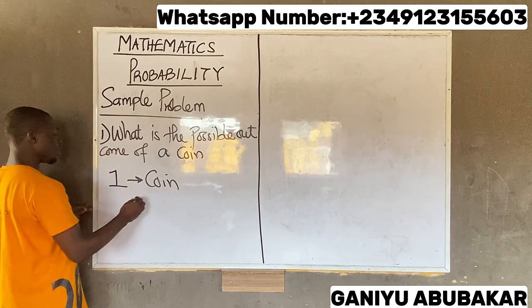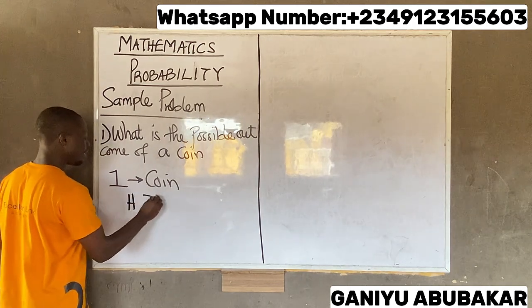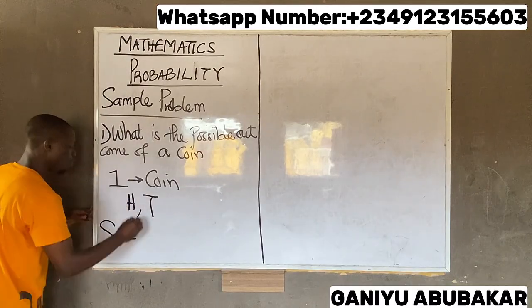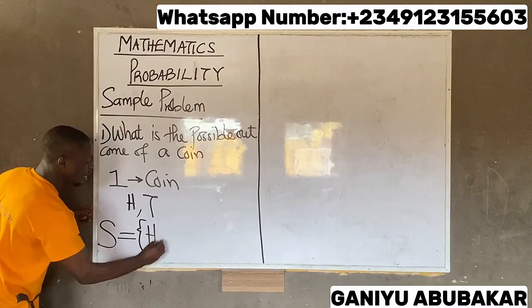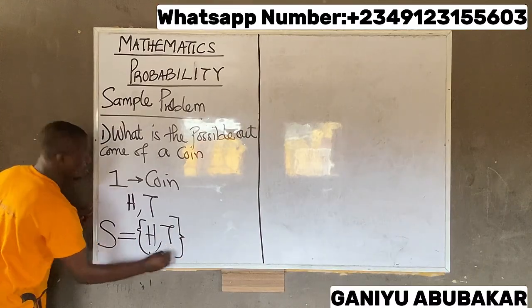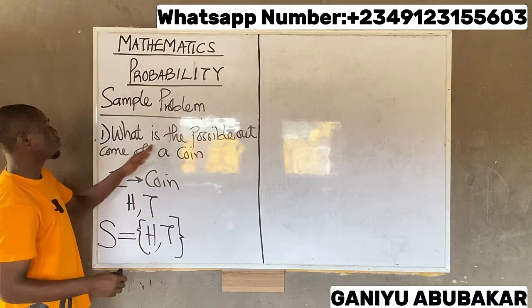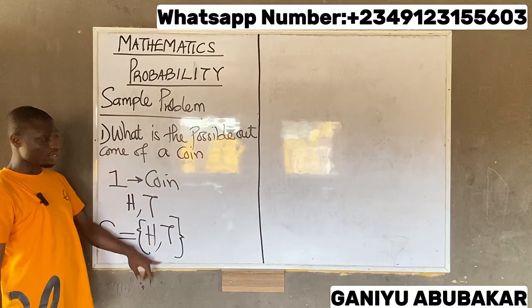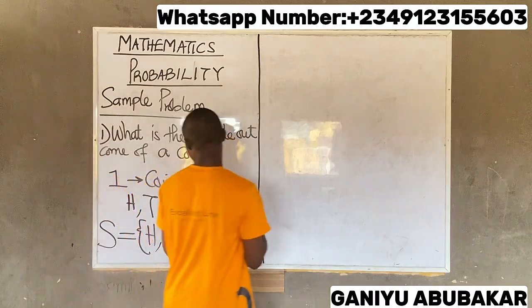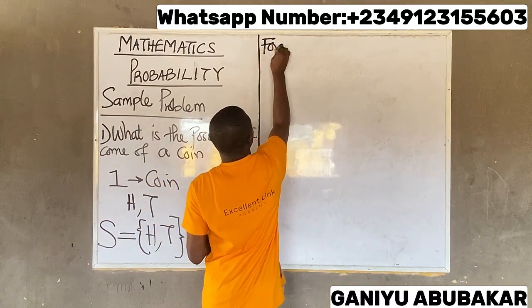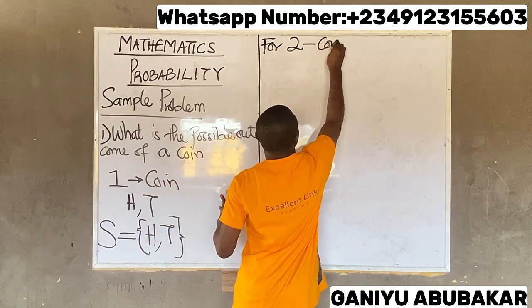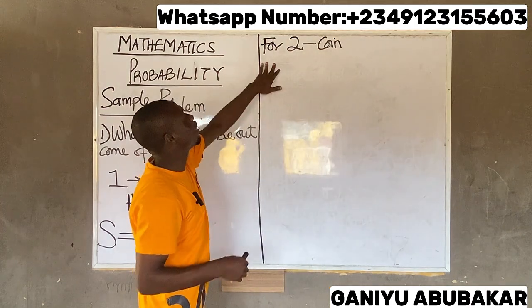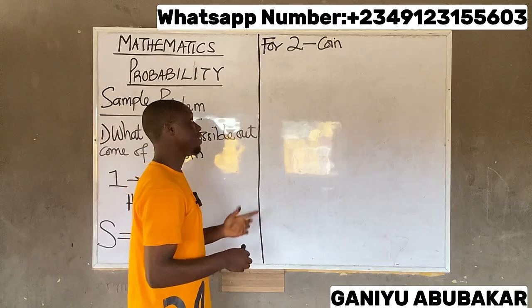So we know that a coin has two things, head and tail. So the sample space of a coin is head and tail. That's the total possible outcome of one coin. What if I'm asked to find for two coins? For two coins, I'll use the idea of a tree diagram to explain this.